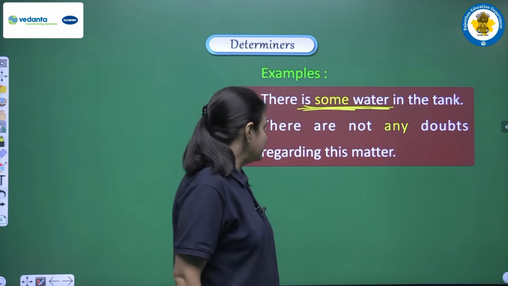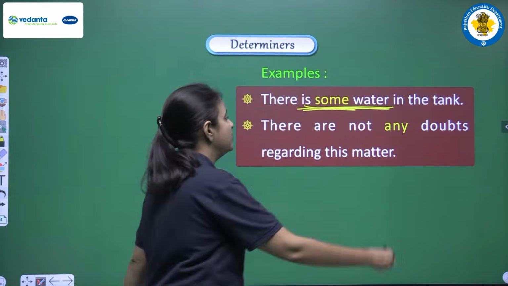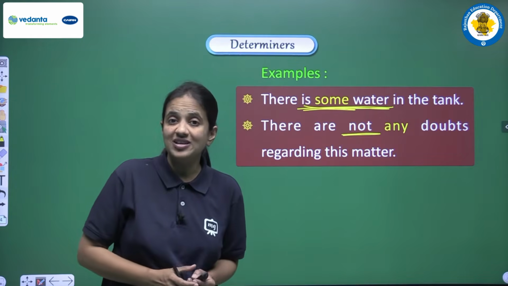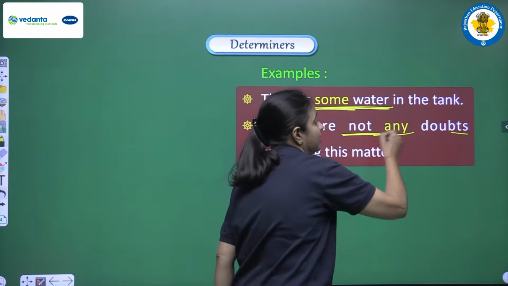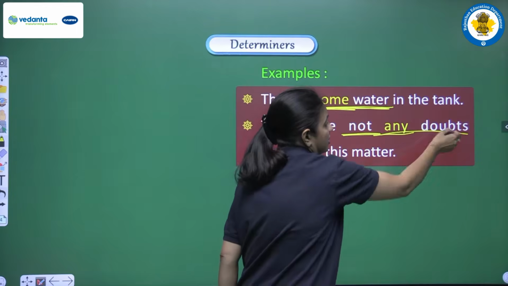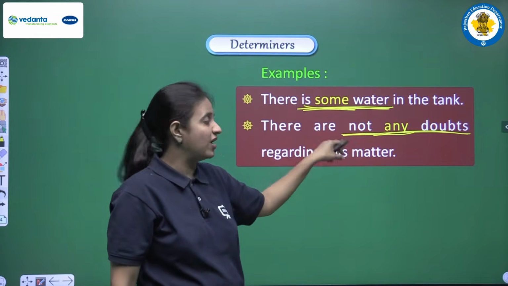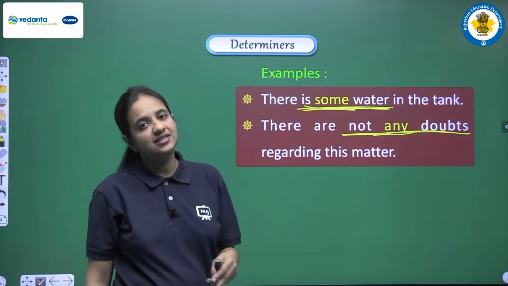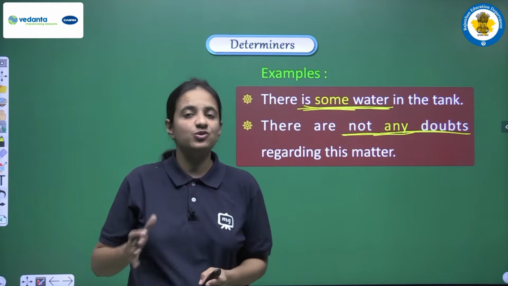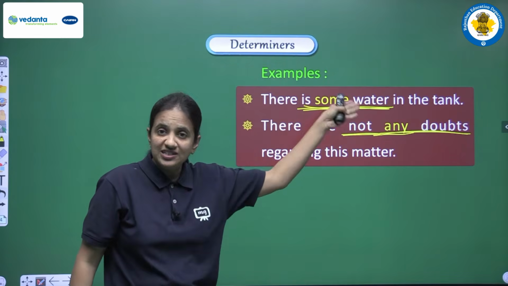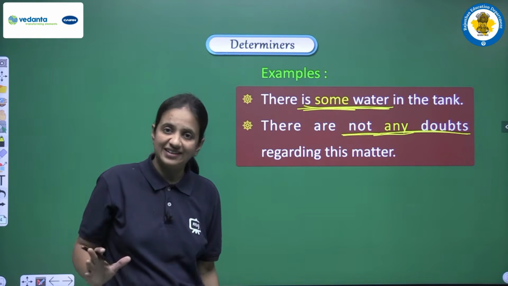Clear? Second is, "There are not any doubts regarding this matter." Here in this sentence we have "not," which means it is a negative sentence. So when we have a negative sentence, we have to use "any," and again we have a determiner before one noun, that is doubts. So we are using "any" here in this sentence. Why? Because we have "not" in the sentence; this is an example of a negative sentence. So this is the first difference between some and any. Some is used in positive, affirmative sentences, and any is used in negative and interrogative sentences.